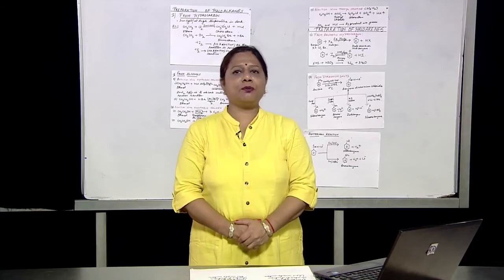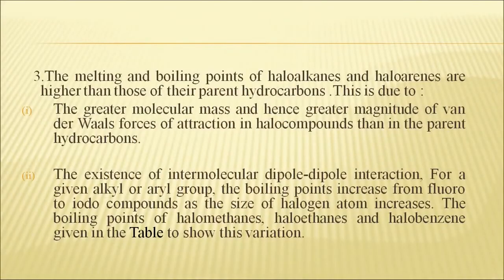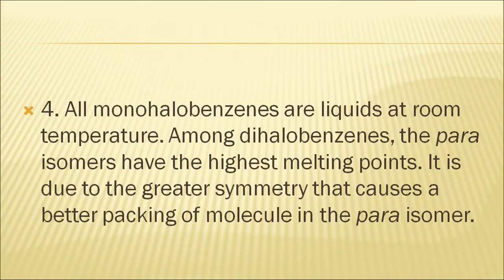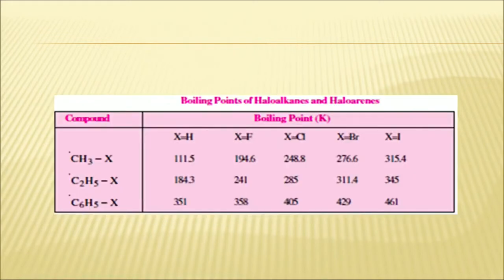The melting point and boiling point of haloalkanes and haloarenes are higher than those of the parent hydrocarbon. This is because the greater the molecular mass, the greater the magnitude of van der Waals forces of attraction, and so the greater will be the melting point or boiling point as compared to the parent hydrocarbon. All monohalobenzenes are liquids at room temperature. Among dihalobenzenes, the para-isomers have the highest melting points. It is due to the greater symmetry that causes a better packing of molecules in the para-isomer. You can observe the table in which the comparison of boiling points is given.